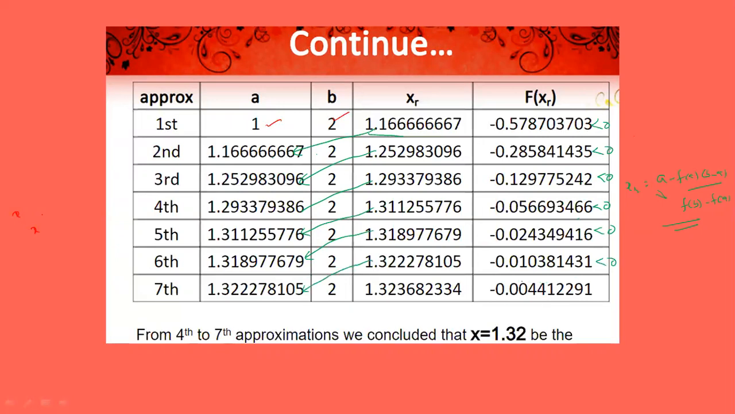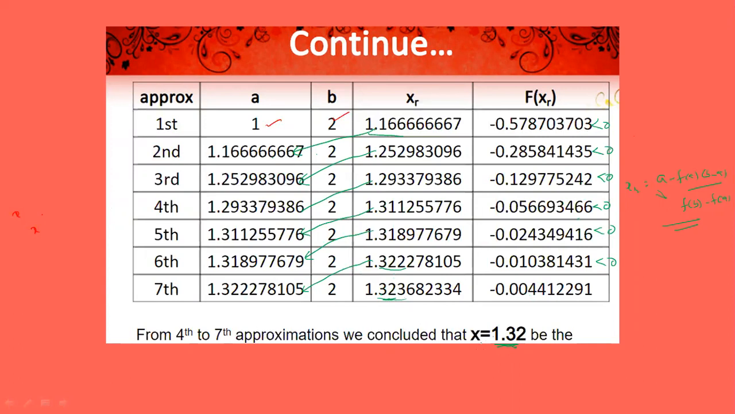See, it is almost nearing 0.000. If you do one more iteration, you will get 0. So up to the 7th iteration, what is the answer? 1.32. See, your root is 1.3222, so 1.32. Up to two decimals, it is the same. If you take two more iterations, these two will almost coincide.